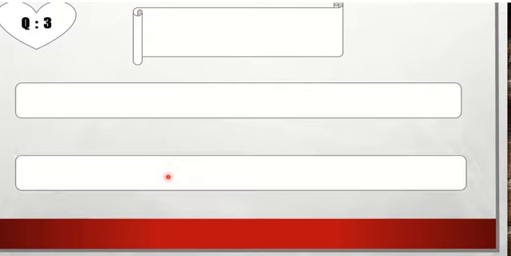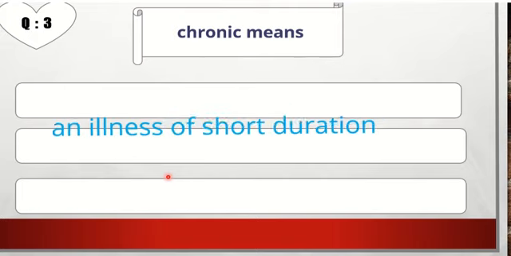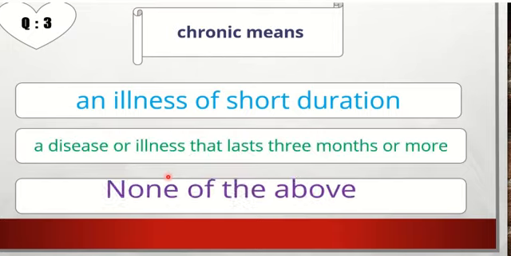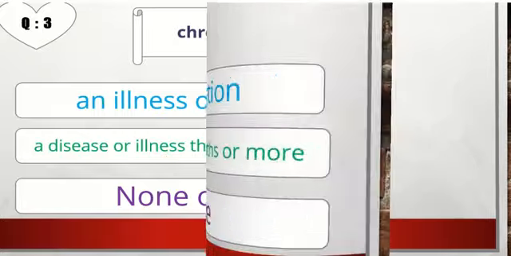Question 3. Chronic means: an illness of short duration, a disease or illness that lasts 3 months or more, none of the above, acute. Let me remind you of the difference between acute and chronic. Acute is short time, while chronic is long time.